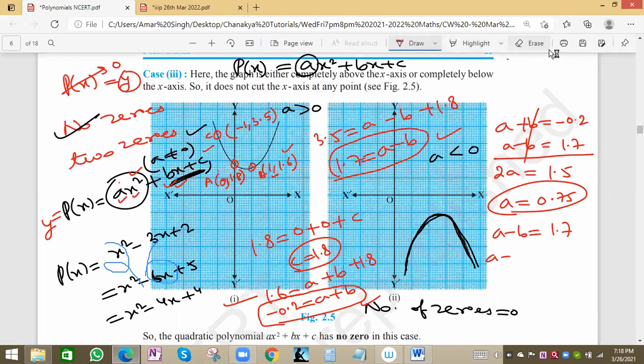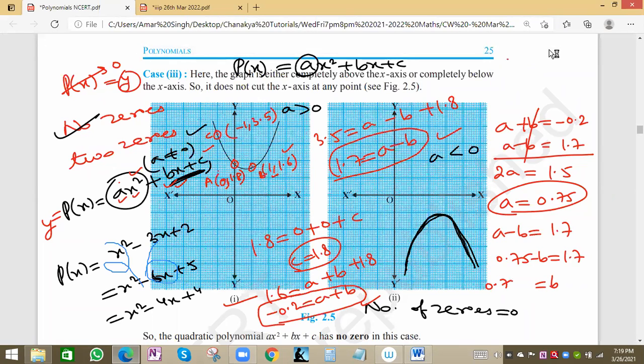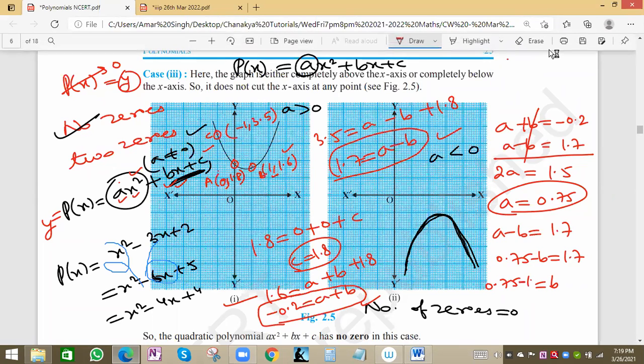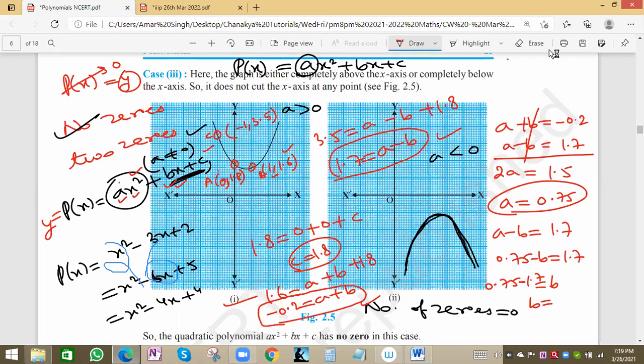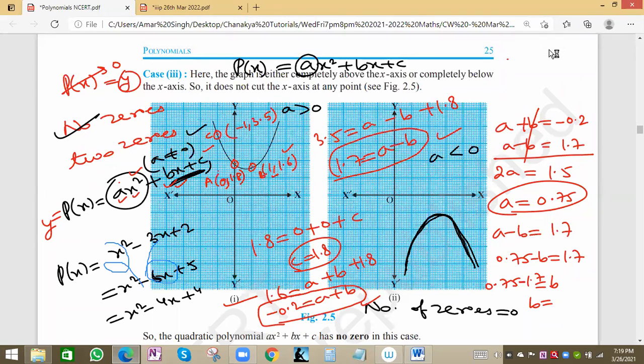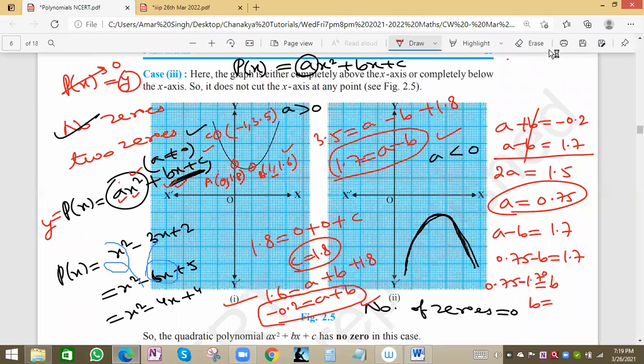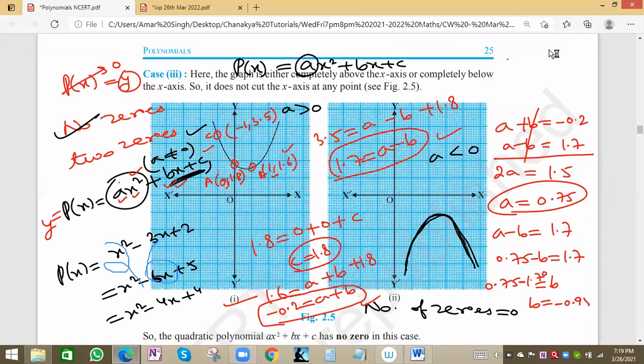So we put 0.75 in the equation: 0.75 minus b equals 1.7. So b will be 0.75 minus 1.7. So how much will b be? 1.7 you can write as 1.70. So minus 0.95, correct? We can do the subtraction, right? Minus 0.95. You got all the values a, b, c.